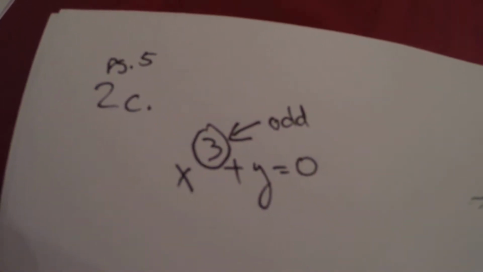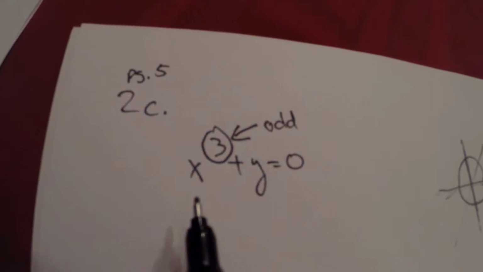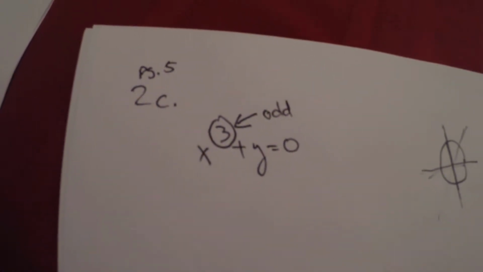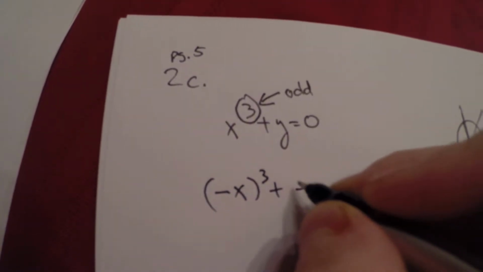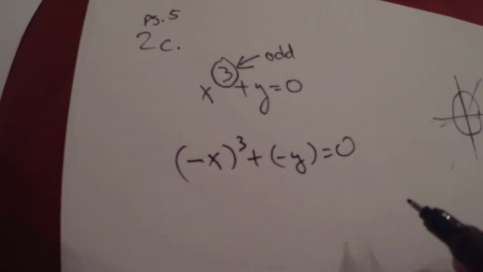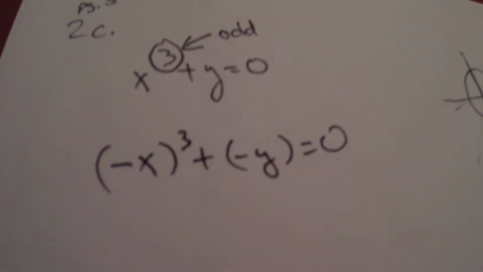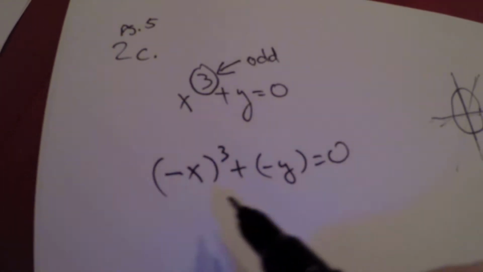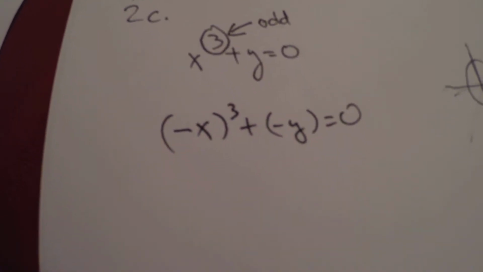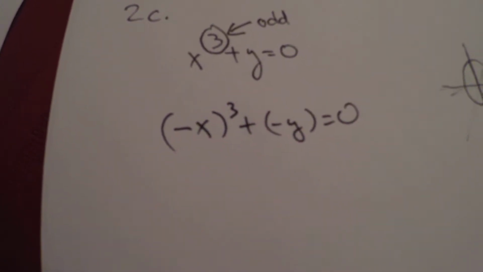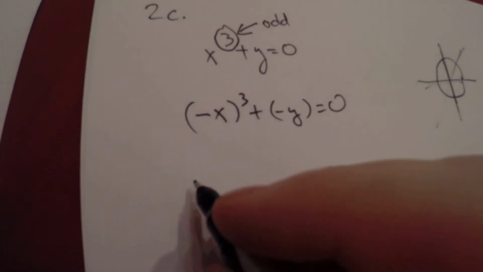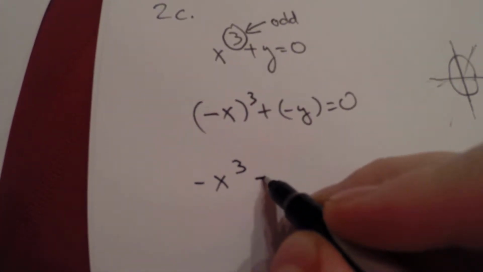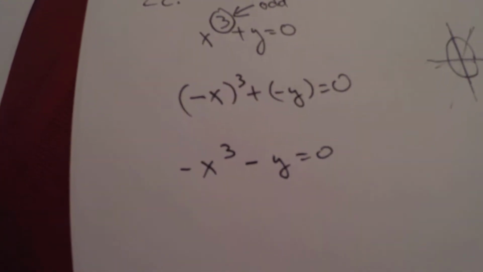So what do we do here? Well, to find symmetry with the origin, we make both what? Yeah, x and y negative. So we're going to have negative x cubed plus negative y equals 0. Let's simplify this a little bit. When you do negative x cubed, that means you're multiplying a negative times a negative times a negative. A negative times a negative is a positive, times a negative would be a negative. So this is negative x cubed minus y equals 0.